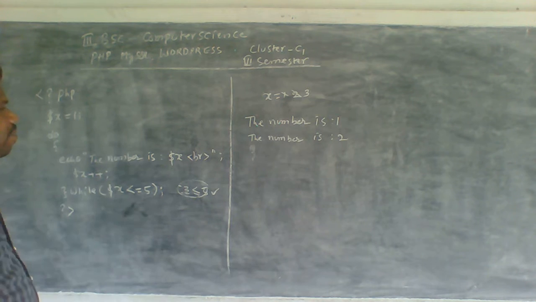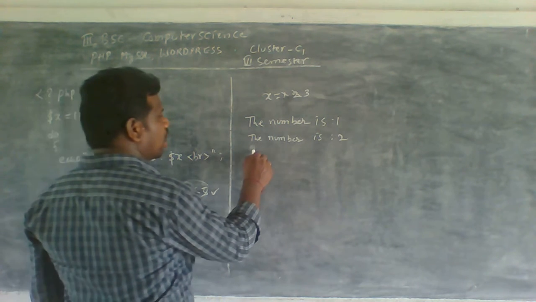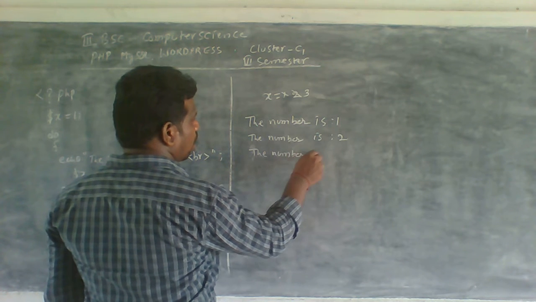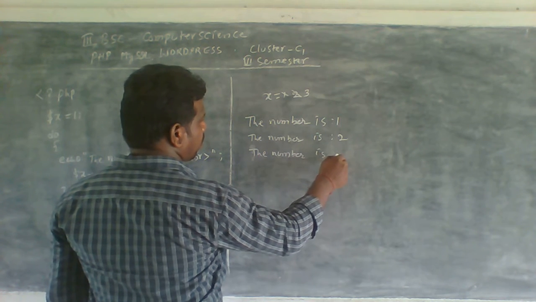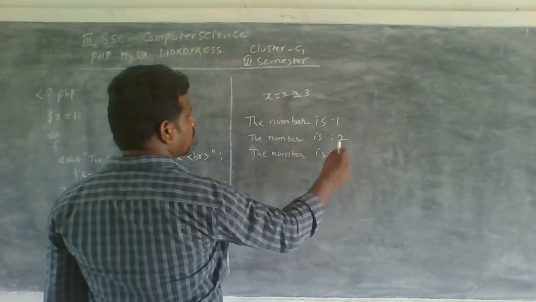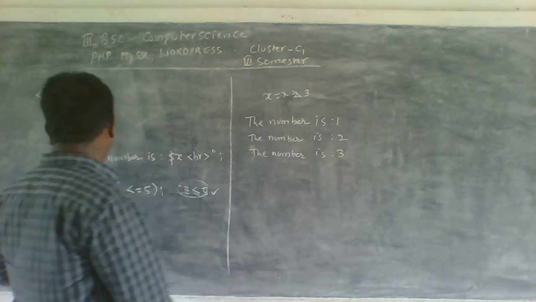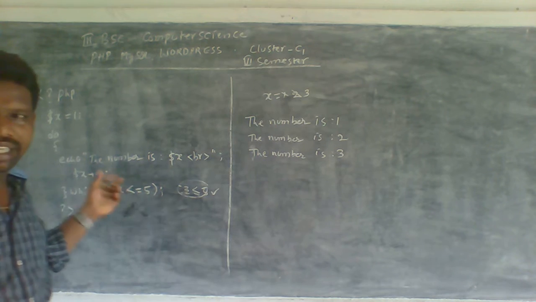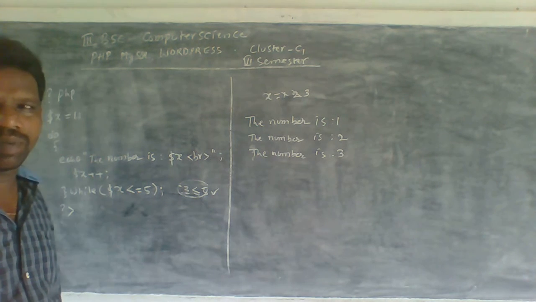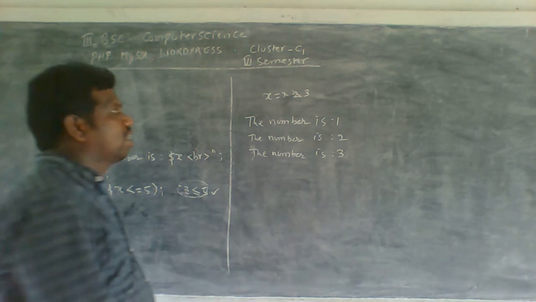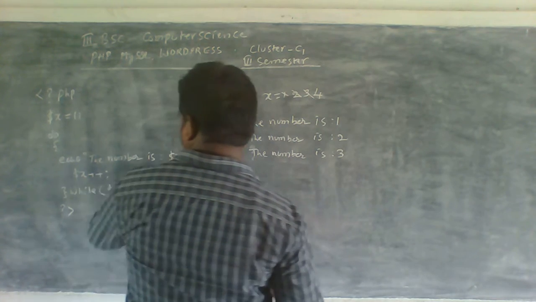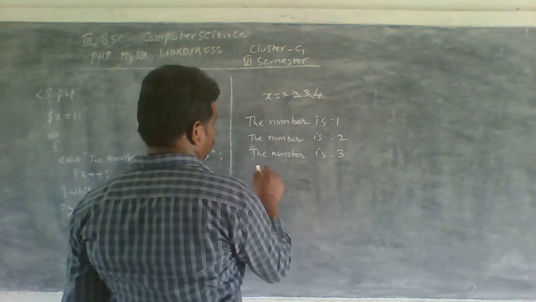And we check the number. The number is x. What is x here? x is 3 here. Later, when I come here, x plus plus, 3 plus plus, means x equals 4 here. And again, coming to here, the number is 4.